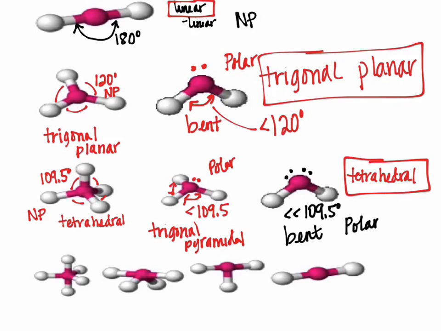Okay. The next family is trigonal bipyramidal. And the very first one in its family is named after it. And if you can see, we have this pyramid, and it's two pyramids on top of each other. That's where it comes from, the bipyramidal. So the first one is trigonal bipyramidal.